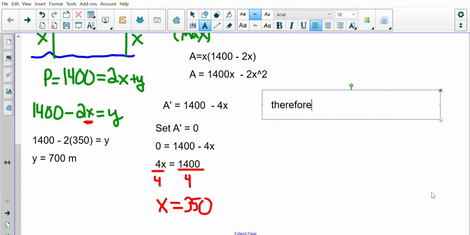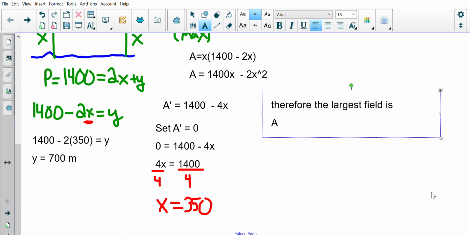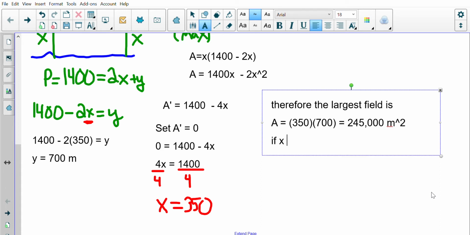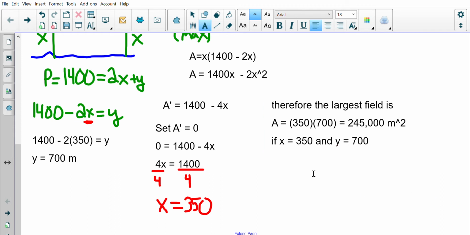Therefore, the largest field is, our area is equal to length times width, or in this case, 350 times 700, which is equal to 245,000 meters squared. All right, if x is equal to 350 and our y value is equal to 700. And there we go.